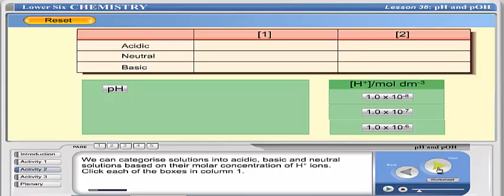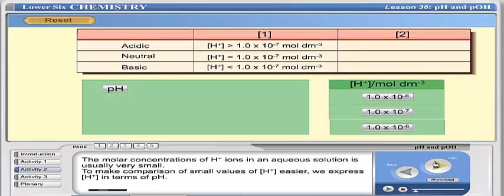We can categorize solutions into acidic, basic, and neutral solutions based on their molar concentration of H+ ions. Click each of the boxes in column 1. The molar concentrations of H+ ions in an aqueous solution is usually very small. To make comparison of small values of concentration of H+ ions easier, we express concentration of H+ ions in terms of pH.